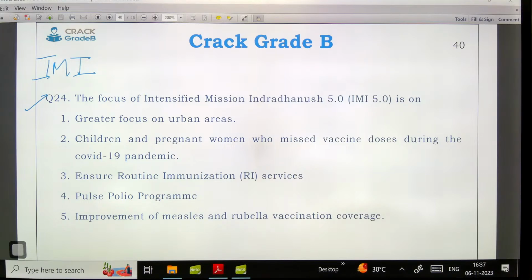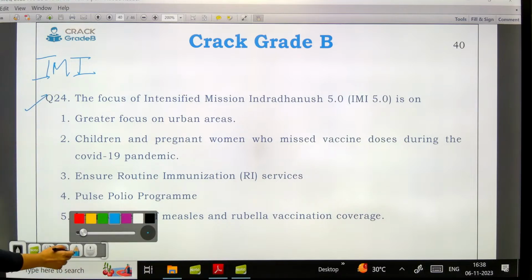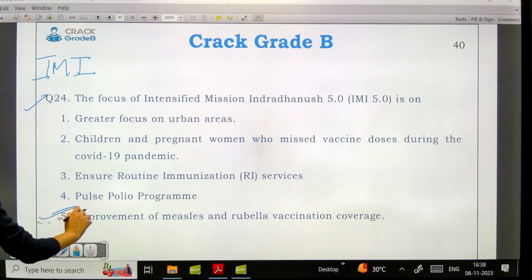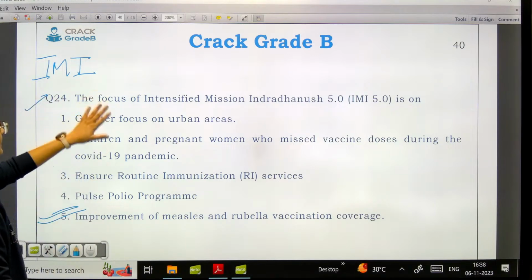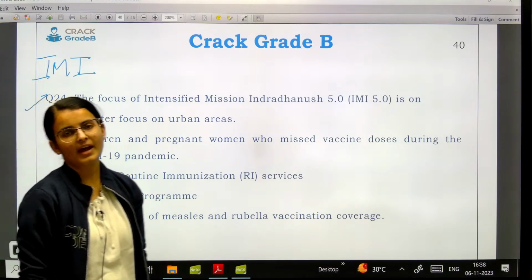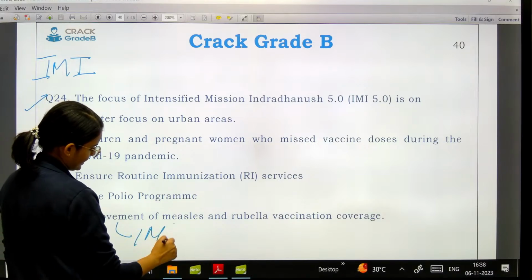This is a very important question. There should be no room for confusion in such questions, especially for phase 2. Anukul, please revise. The focus of Intensified Mission Indradhanush 5.0 is on improvement of measles and rubella vaccination coverage. The other 4 are the focus areas of IMI 1, 2, 3 and 4. For IMI 5, this is the focus area.